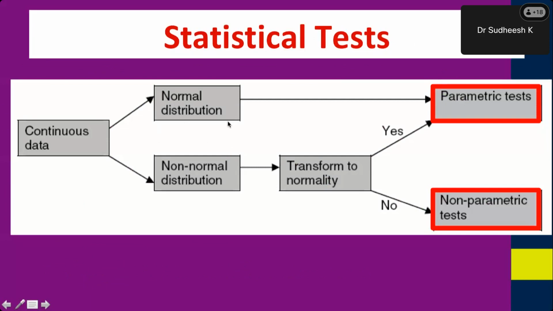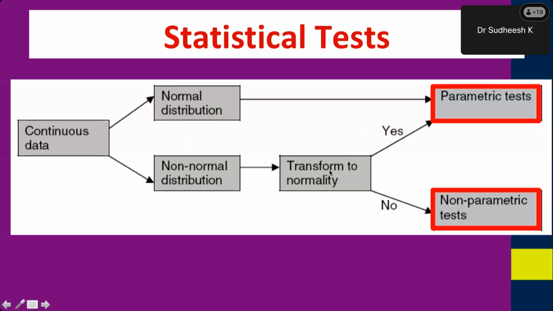If you take the continuous data and apply this statistical test of normal distribution, and the tests say that the data is normally distributed, you straight away go for a parametric test. What are these parametric tests? I'm going to describe them in the subsequent slides. If the data doesn't show normal distribution, if they show skewed distribution, then you can do certain maneuvers to make them normal, like logarithmic transformation, etc.